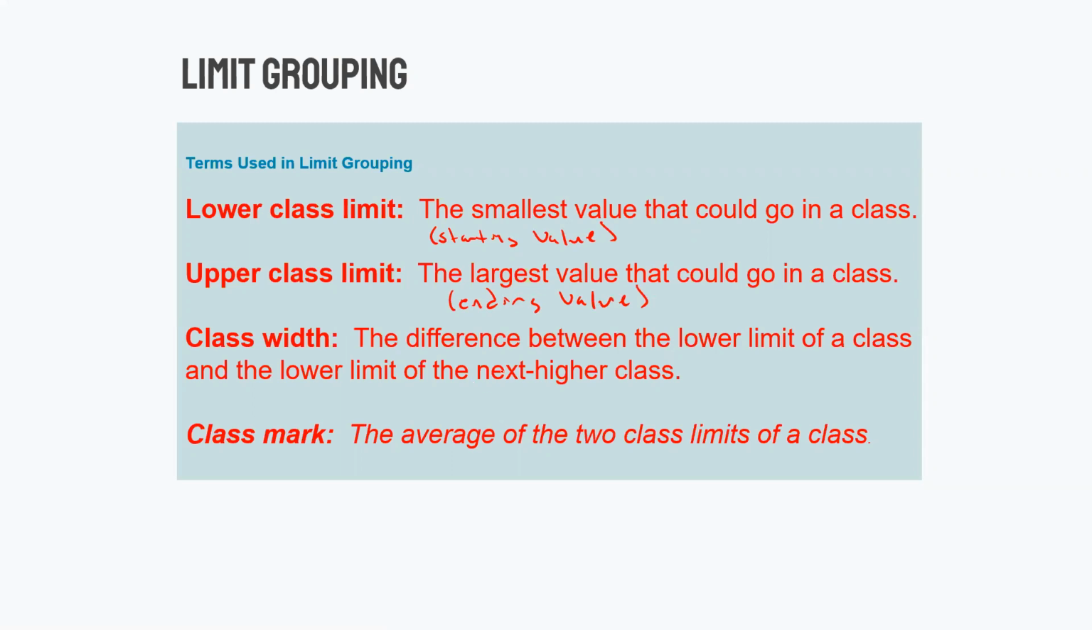The class width is the difference between the lower limit of a class and the lower limit of the next higher class. So think about it, let me just write this down and I'll answer that question. It's going to be lower limit 2 minus lower limit 1.